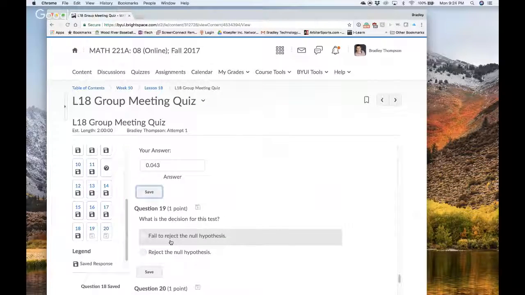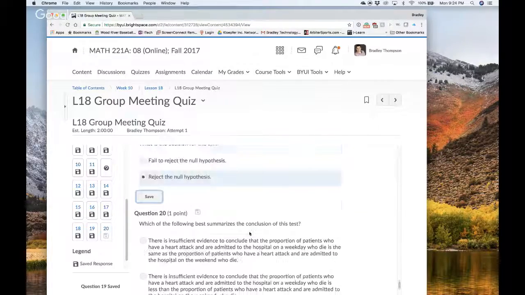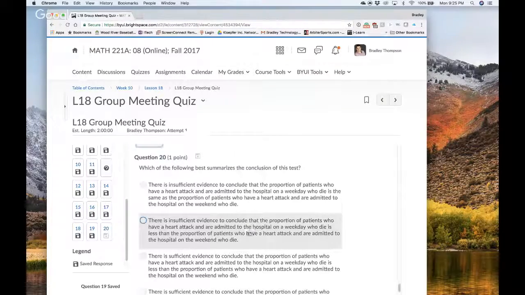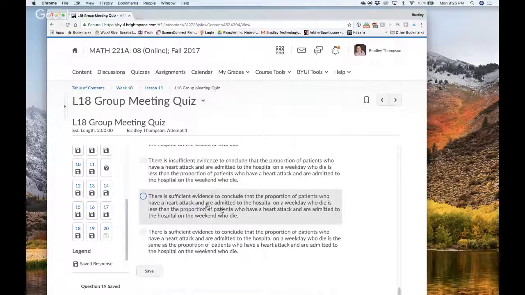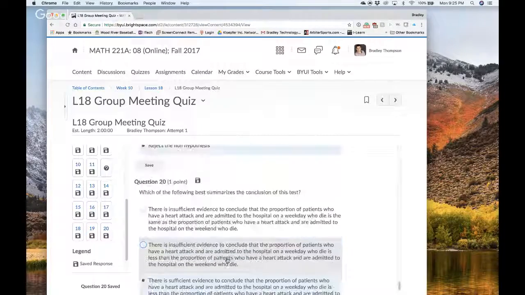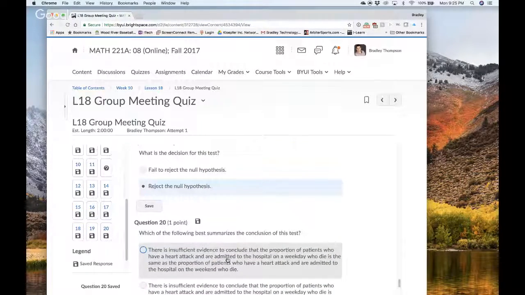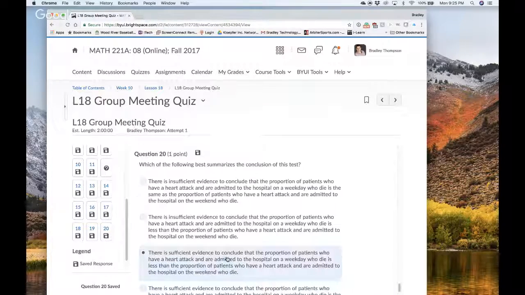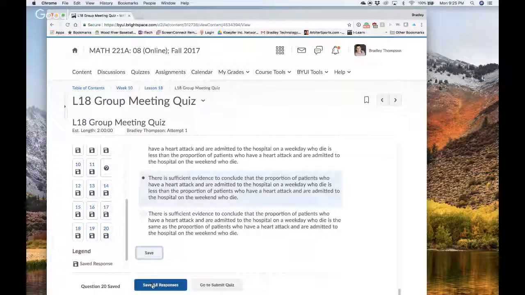What is your decision? Our p-value is less than, so we reject. Now, which of the following best summarizes? So there is sufficient evidence that there's less than is essentially what we're looking for, right? Yeah, it's the third one, right? What number are we now? Sorry, I was trying to figure out something. Number 20. We're done. So number 19, we failed to reject. No, reject the null hypothesis. Okay. Yeah. You caught up? You good? Yes. Okay, I'll submit and we'll see where we're at.